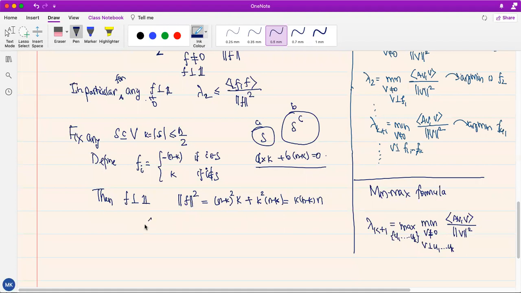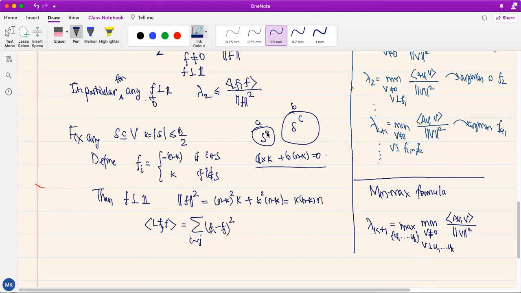We also need to calculate the Rayleigh quotient. We need LF inner product F. What is that? Any questions about the norm squared or the definition of F? I chose it like this so that F is orthogonal to the constant vector 1. So now what is LF inner product F? Any ideas? Do you remember what is LF inner product F in general? It's a sum over all edges. Exactly. It is the sum over all edges of Fi minus Fj squared.